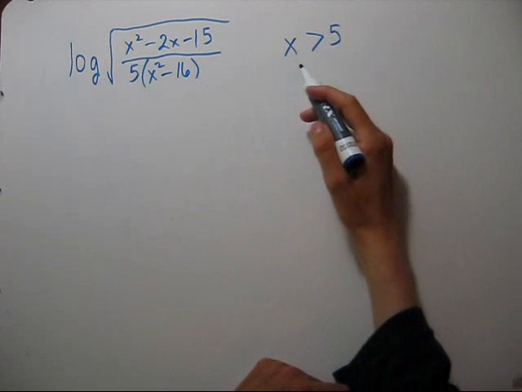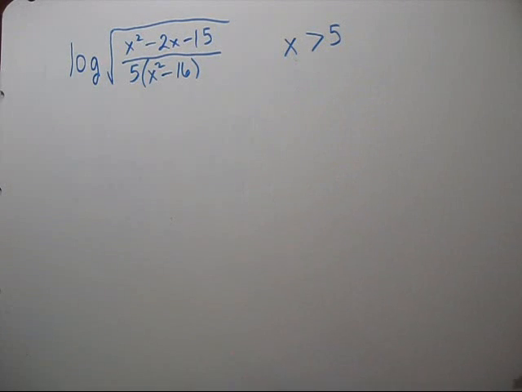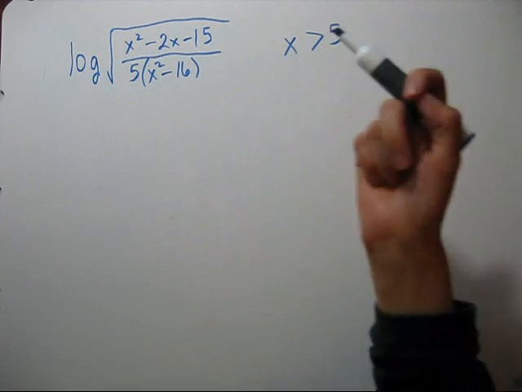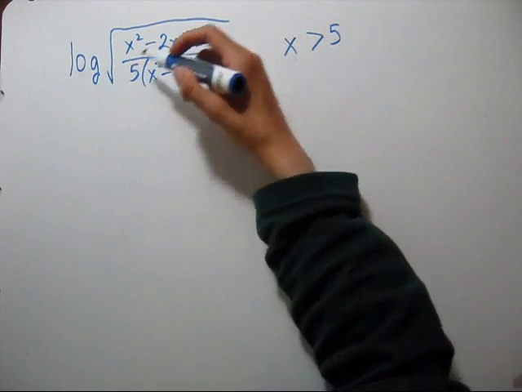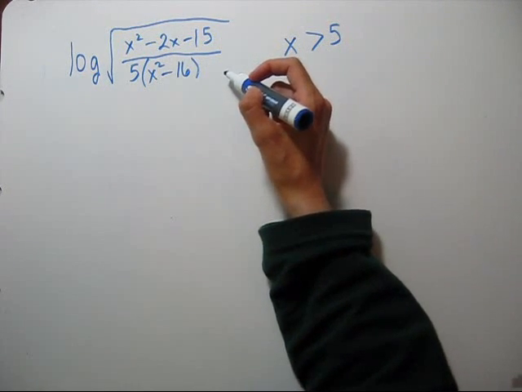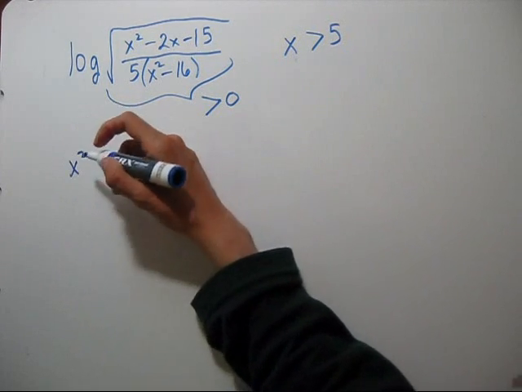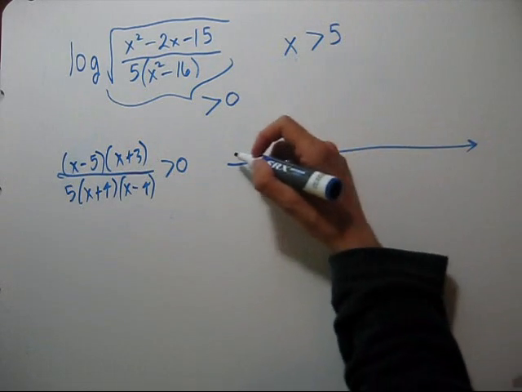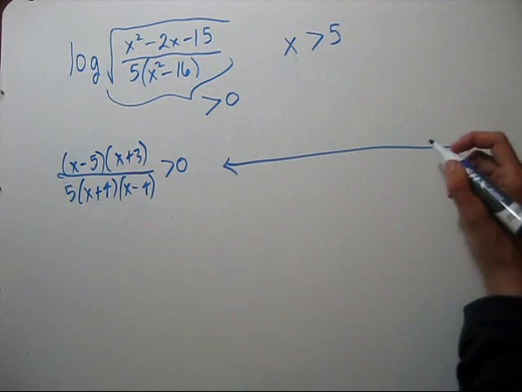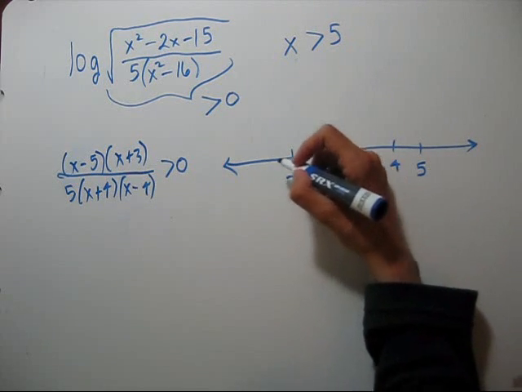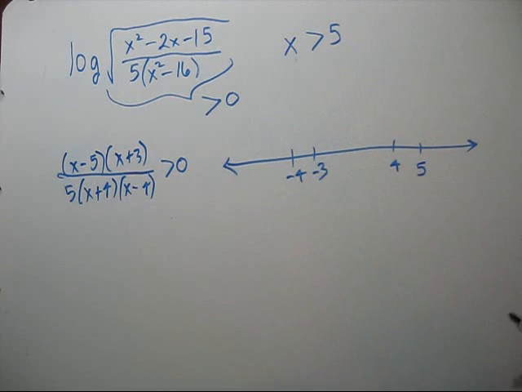I want to talk about why this x greater than 5 was necessary. It didn't seem like we used it at all when we rewrote this. Now if you just had this and wanted to find the domain, you would set what's being taken log of greater than 0. And this would require that what's under the square root to be greater than 0. We can draw our number line. The places where we would have possible sign changes are 5, 4, -4, and -3.